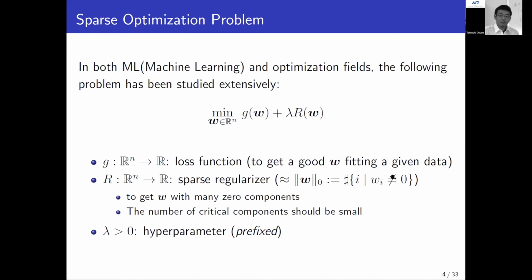And this is added to G(W) so as to get W with as many 0 components as possible, according to the so-called Occam's razor idea that the number of the critical components should be small. And lambda is a hyperparameter. This is a key notion of this talk.